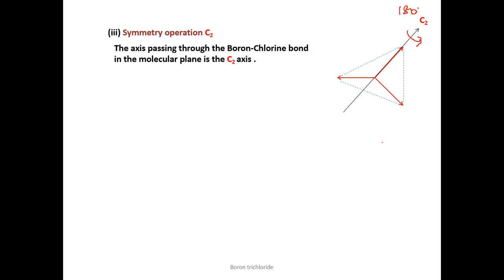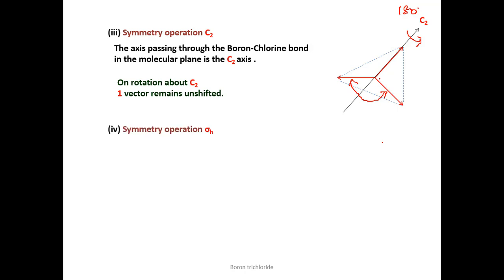Any vector present in the axis itself will not be shifted. There is one vector that is present in the axis, that will not be shifted. This will come to this place and this will come to this place. So two vectors are getting shifted. One vector that is remaining on the axis is unshifted. So the number of unshifted vectors is 1.